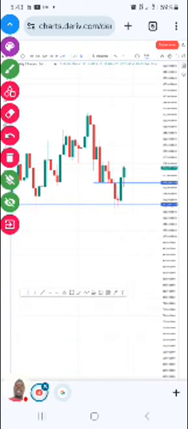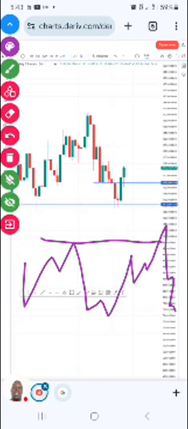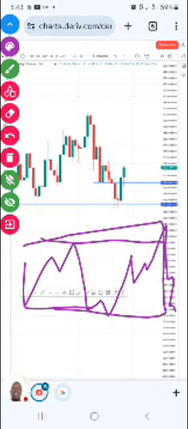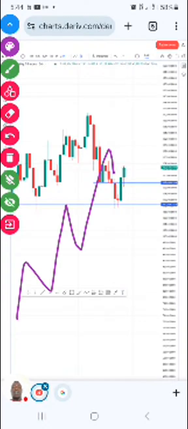How do we identify a sideways trend? We identify a sideways trend when the market is making equal highs and equal lows. Are you getting the point? When it breaks this high, it comes down; when it breaks this low, it goes up. So we call all of this a sideways trend. We can identify the uptrend when the market is making higher highs and higher lows.